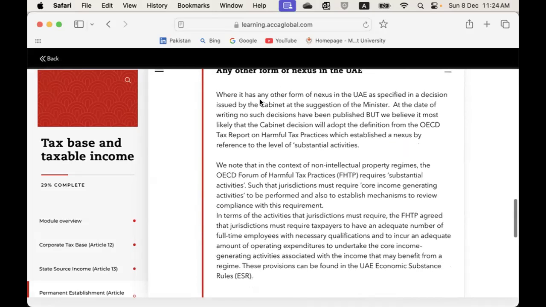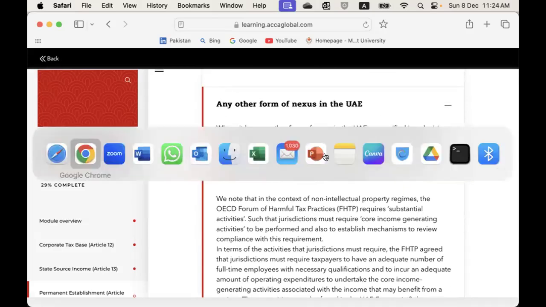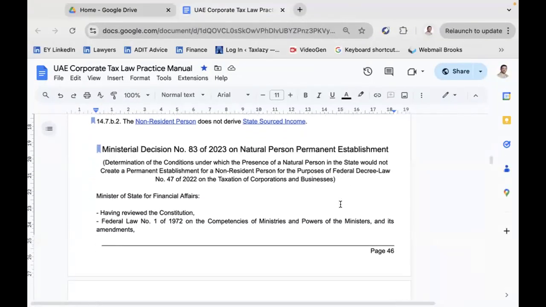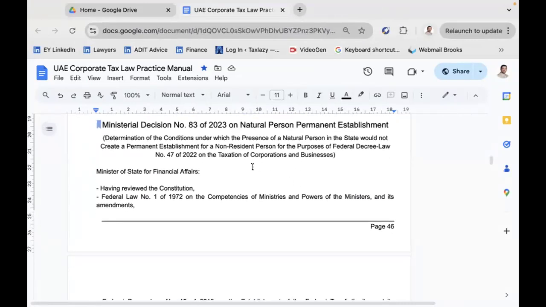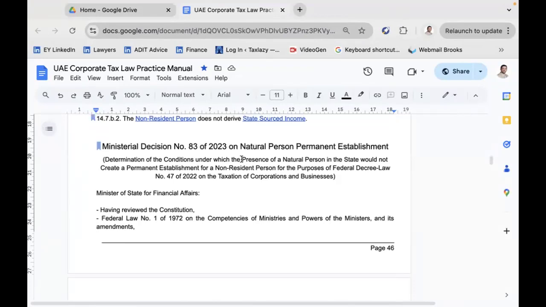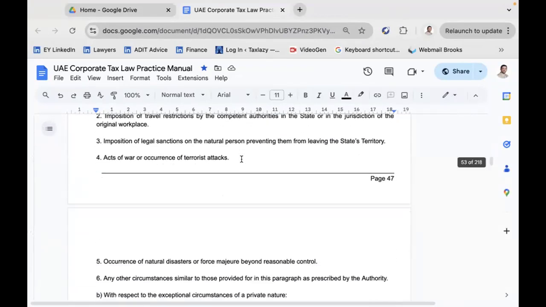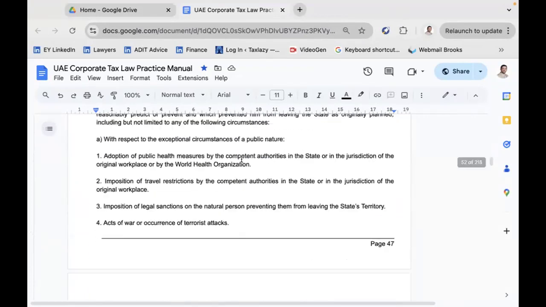Now, where it has any other form of nexus in the UAE specified in a decision, that will still be a permanent establishment. At the date of writing, no such decision has been published. Actually, the decision has been published now because this was written some time ago. Can you see my screen here? This says Ministerial Decision number 83 of 2023 on natural person permanent establishment. Okay, this was only on natural person permanent establishment, but I think there is a subsequent decision on nexus only. Okay, let me check it.